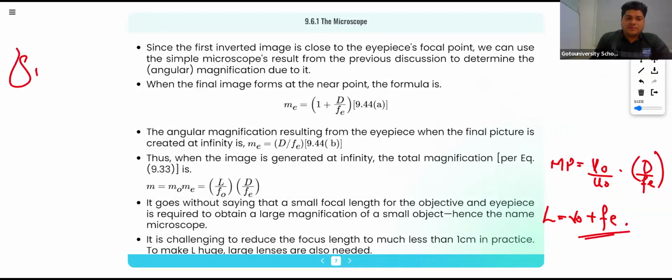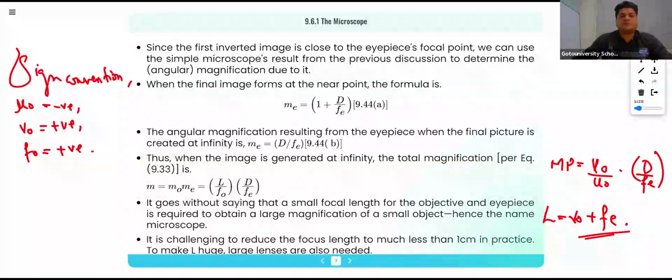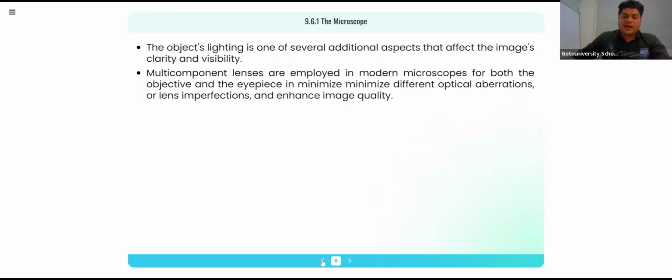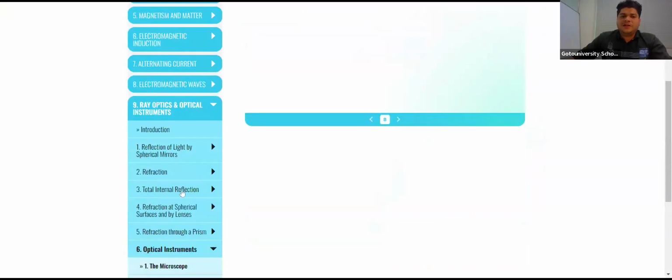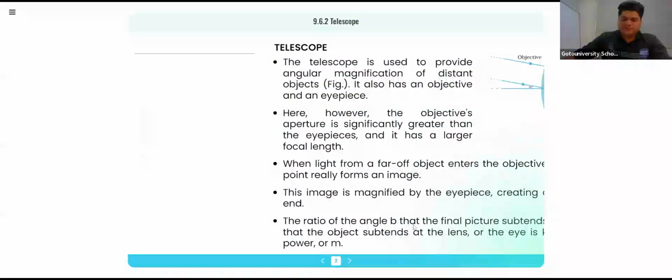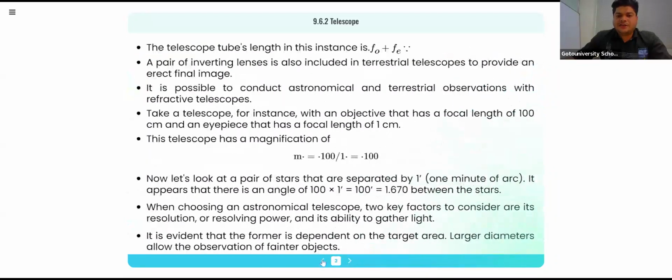What sign convention do you have to remember? Your u naught will be negative, your v naught will be positive, your f naught will be positive. This is about the compound microscope. You just have to remember the formula; no derivation will be asked. Then we have the astronomical telescope. What is a telescope? It's a device from which we can see an object from a far distance. It will give us the angular magnification.